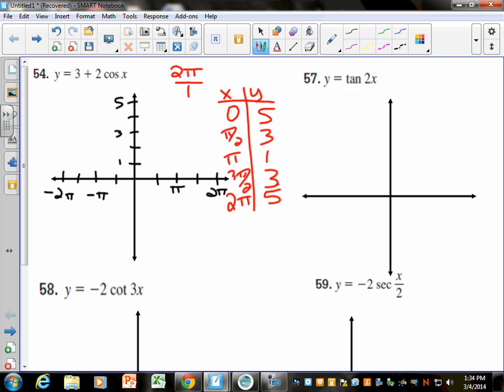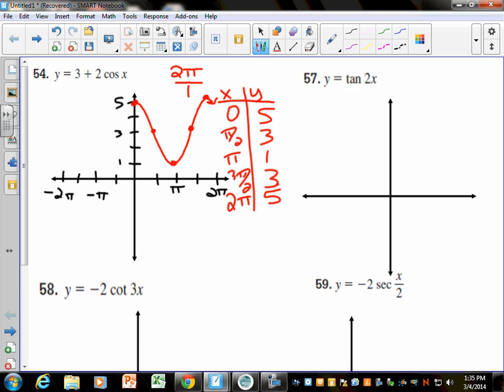But a vertical shift just moves the whole graph up. So it's still the normal cosine graph, still amplitude of 2, but we've just shifted it up. So we're actually going to start all the way up here at 5. At pi halves, it goes to 3. At pi, it goes down to 1. At 3 pi halves, it goes back to 3. And at 2 pi, it ends back at 5. And if you look at this, this is what 1 period of cosine looks like.